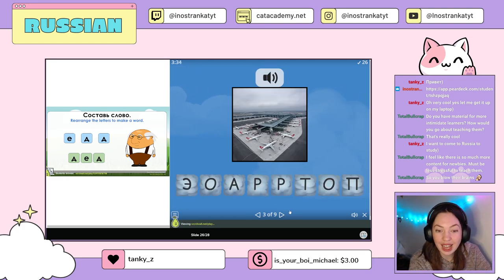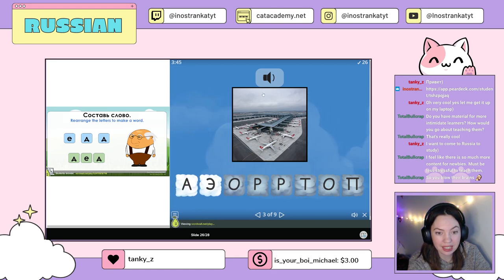Aeroport. Obviously, again, I hear A, and now I know how to pronounce this letter. Aeroport. Ae, e, e, aeroport. The final syllable I can hear is ort, port, port.